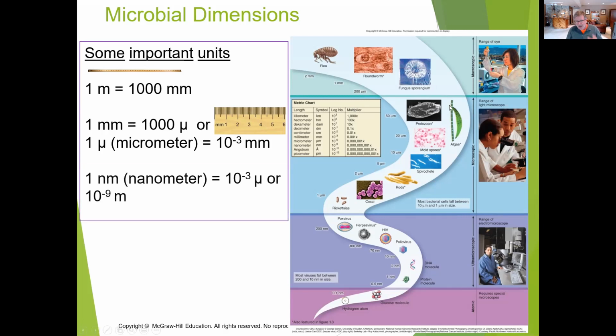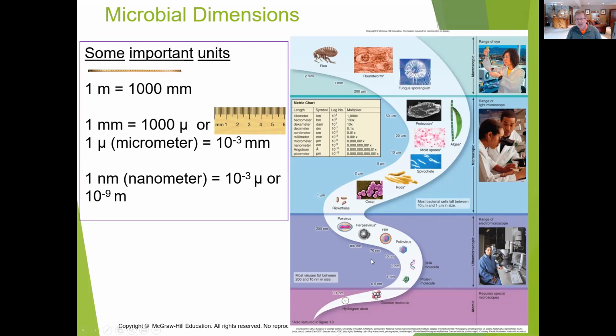Now, let's expand our thinking just a little bit more. Let's take one of those micrometers, one of those 1,000 units within each millimeter, and let's divide the micrometer up 1,000 times. If we did that, we would have a nanometer, or nm. So we're getting down into some very, very small sizes, aren't we?